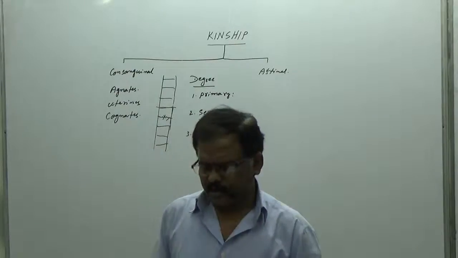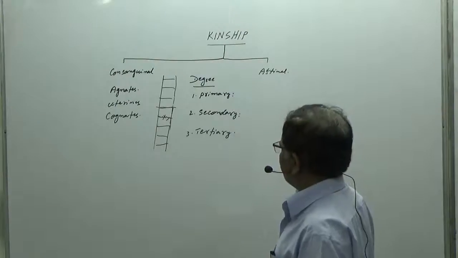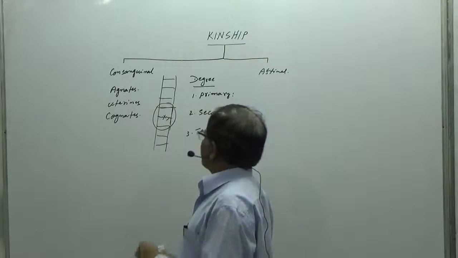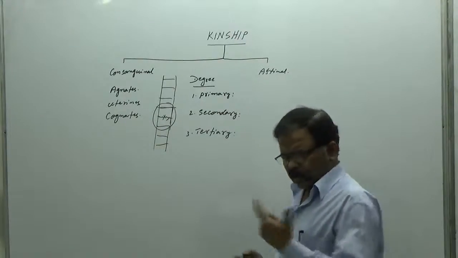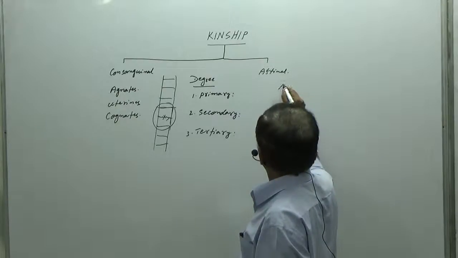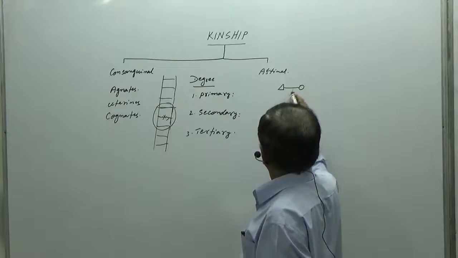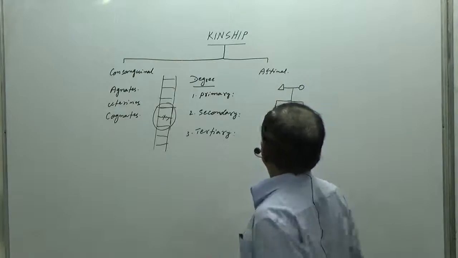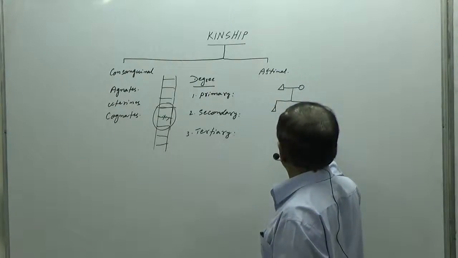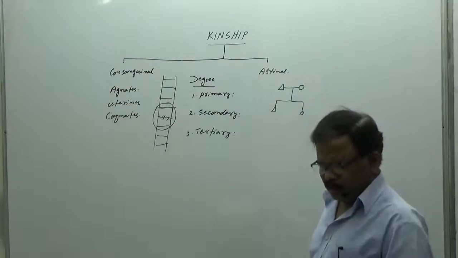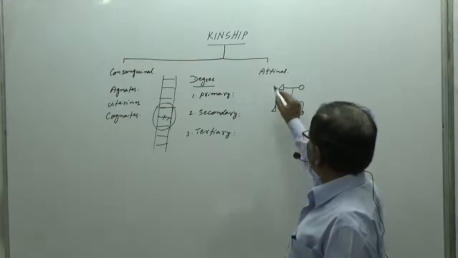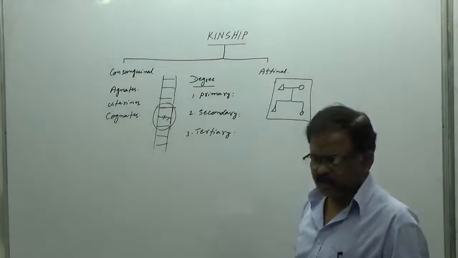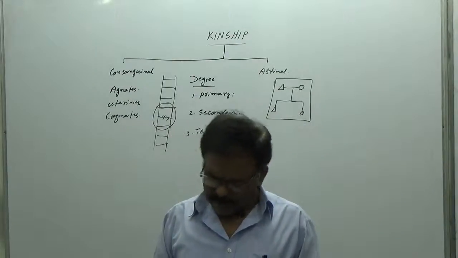It's clear, is it? See, who are primary? That means these are all primary. That means this is something, nuclear family. All these nuclear family members are considered as primary kins or primary relatives.